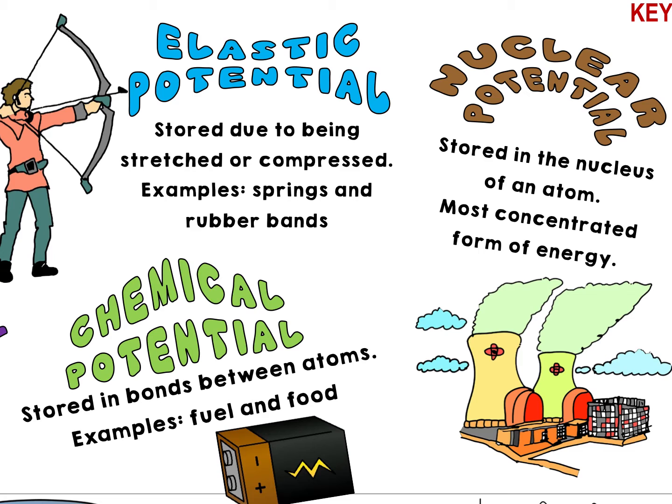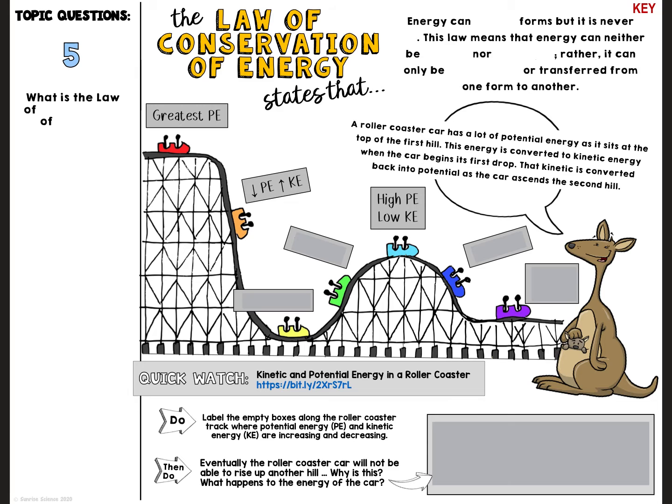This is the most concentrated form of energy. It is typically found in nuclear power plants as well as things like atomic bombs. We will come back to topic question 4 later. For now, let's consider topic question 5.